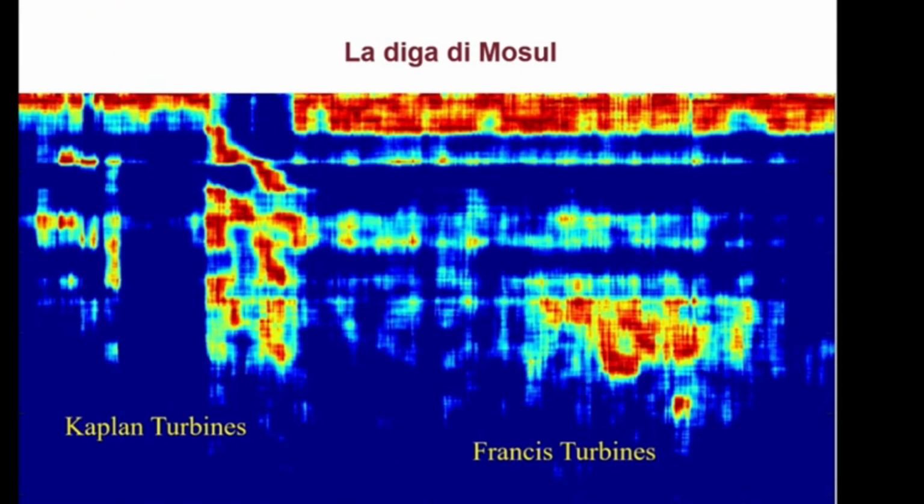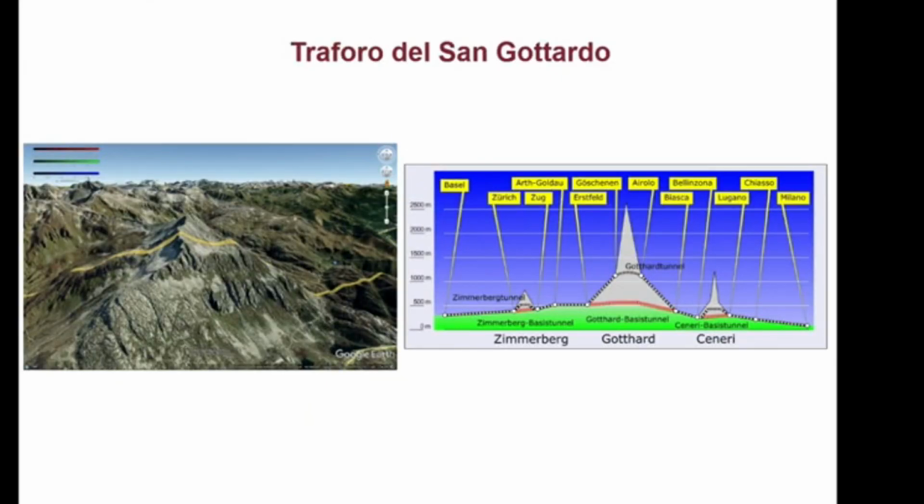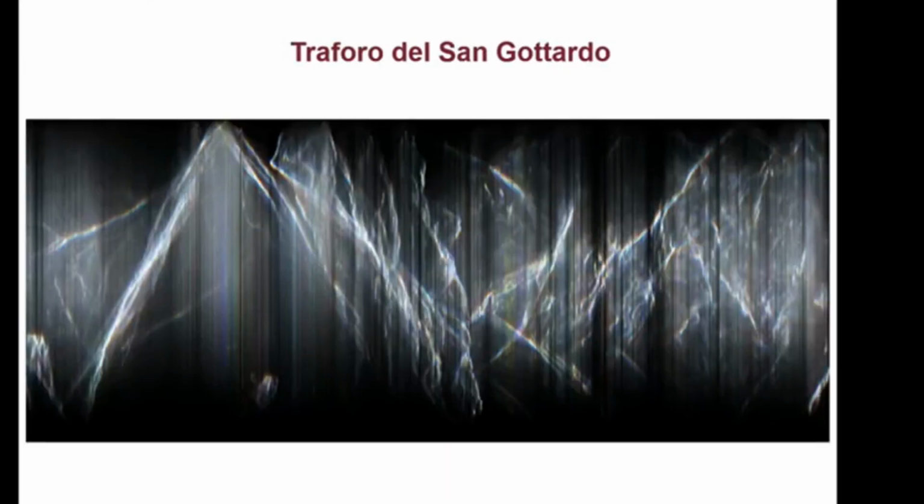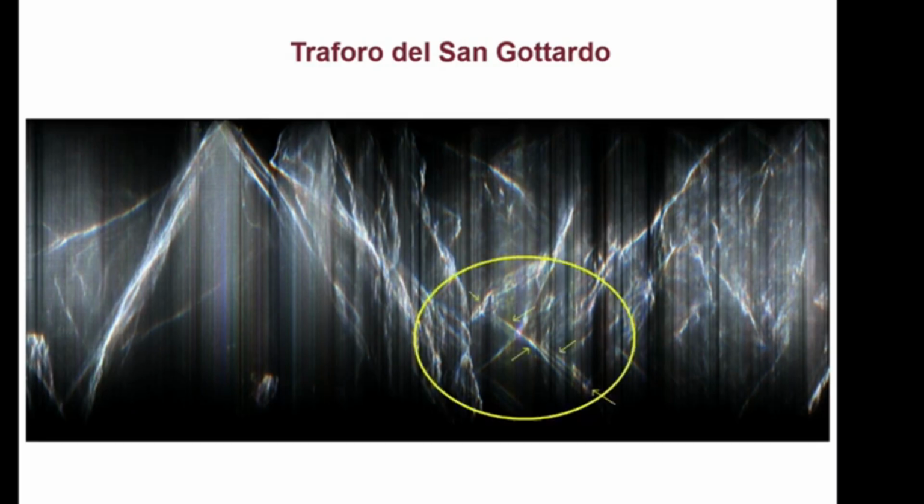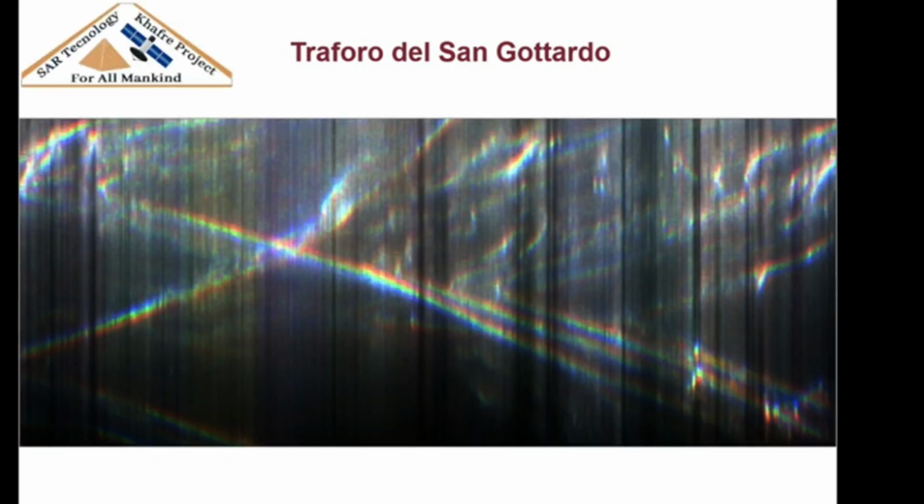Another case study, the Mosul Dam. This enormous dam has an internal service tunnel. We produced a tomographic image showing the gallery inside the Mosul Dam. We even detected the turbines. Lastly, a case study of the Gotthard Tunnel. We created a tomographic image of the underground structure, and you can clearly see the tunnel inside the mountain.